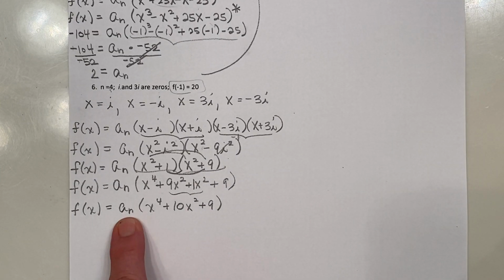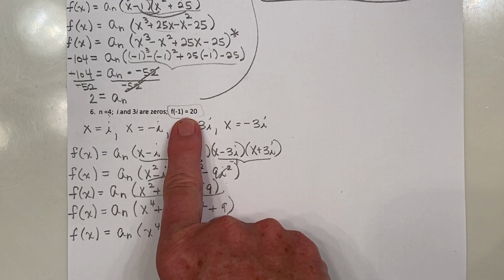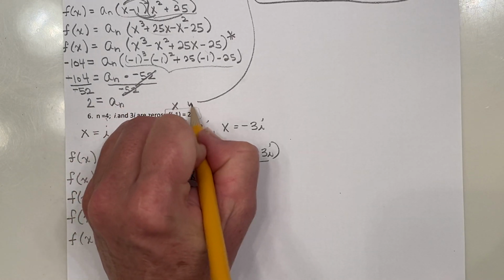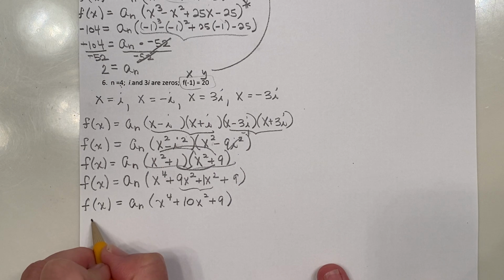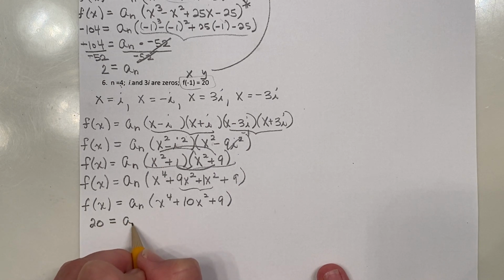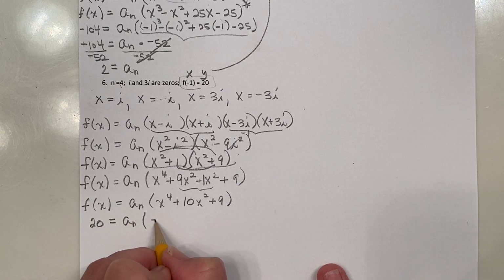All right, now it's time to find a sub n. How do we do that? Oh yeah, go back up here. We've got our x and y values. Plug in 20 for y and negative 1 for our x.